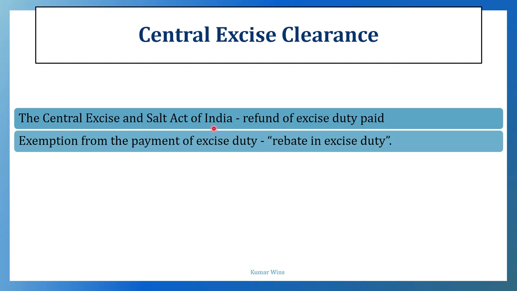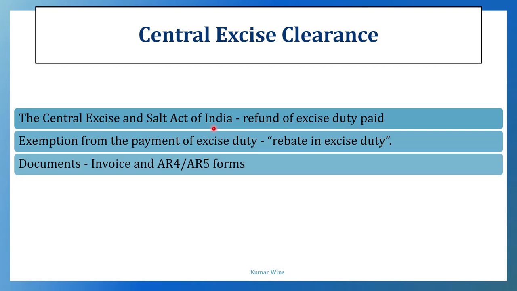So here there are a few documents which are used. I have just mentioned these documents. These are the invoice, and there is a form called AR4 form or AR5 form. In the next slide I am going to show you how the AR4 form looks. You can just download this form, AR4 or AR5 form, from the internet. It's easily available. As soon as the goods are ready for dispatch to the port for shipment, the production department of the export company or export firm is to apply to the central excise for excise clearance of the goods.